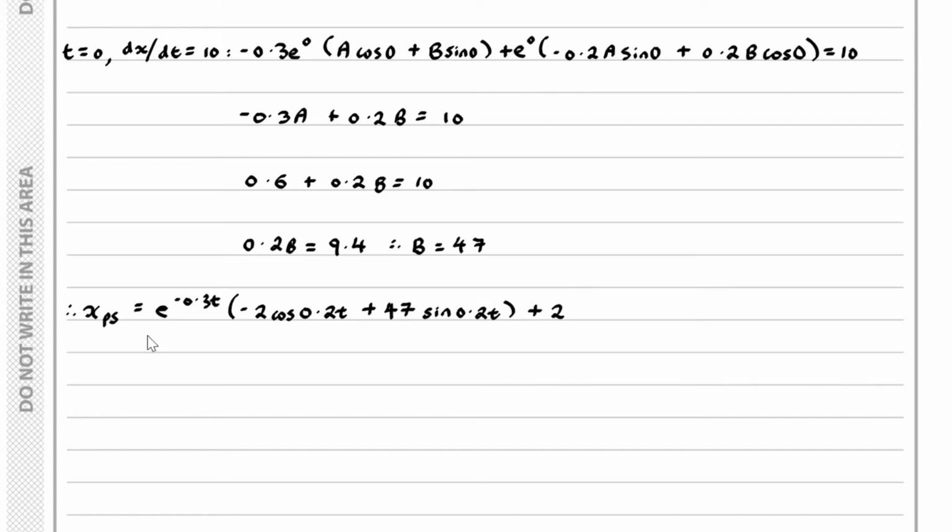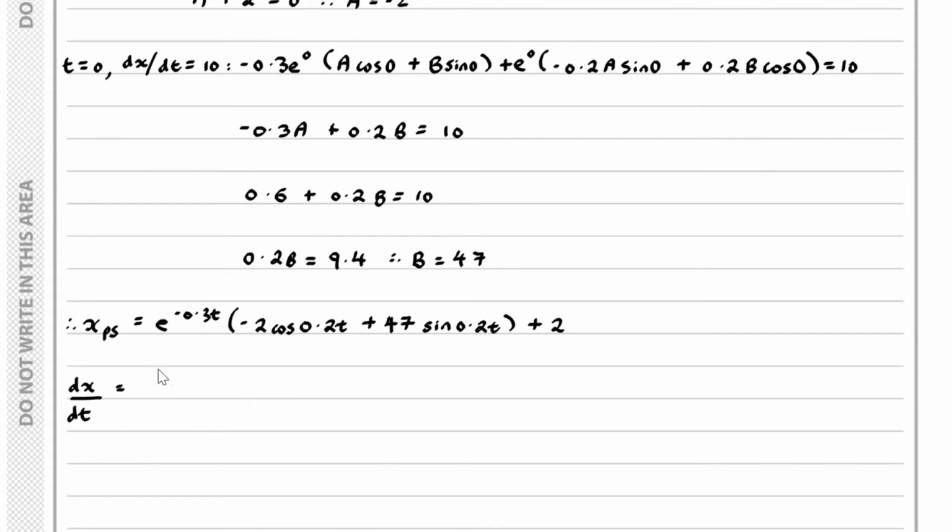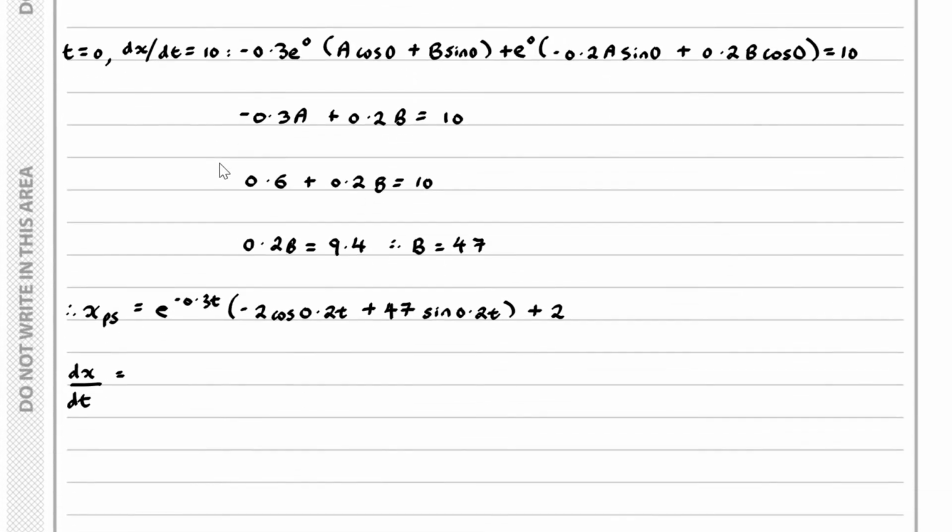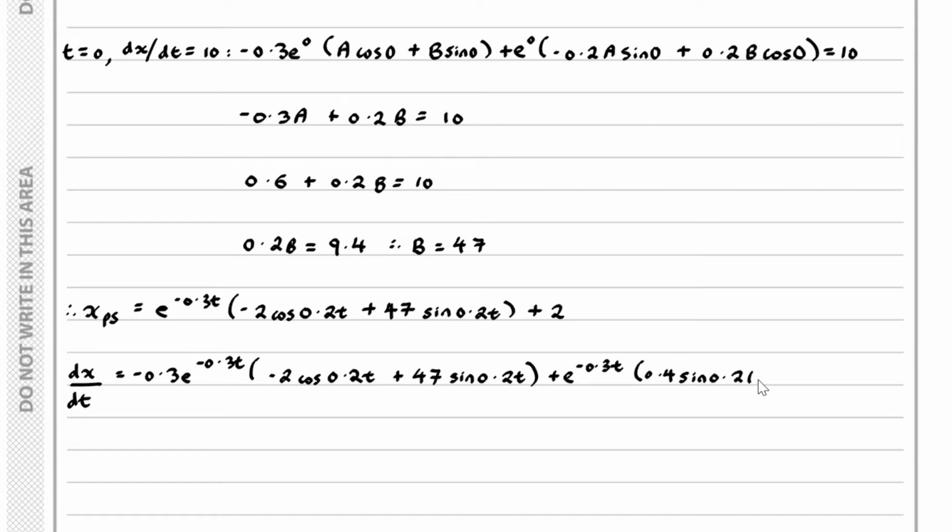And if we do that, we have dx over dt. This is equal to, if we substitute back into here, minus 0.3 e to the power of minus 0.3t times by minus 2 times by the cosine of 0.2t plus 47 times by the sine of 0.2t, and then we add on e to the minus 0.3t times by 0.4 times by the sine of 0.2t plus 9.4 times by the cosine of 0.2t.